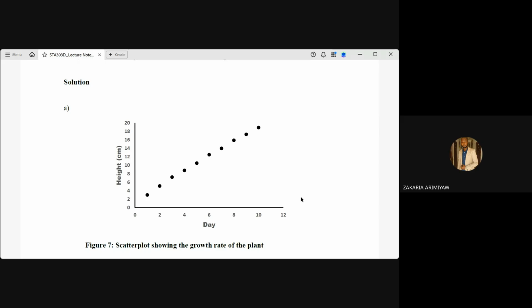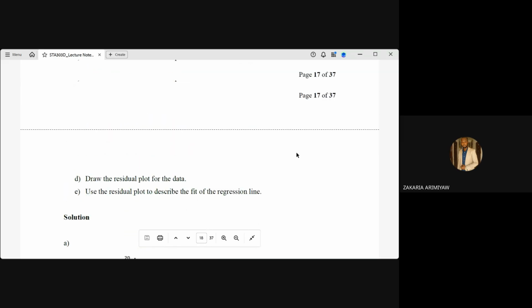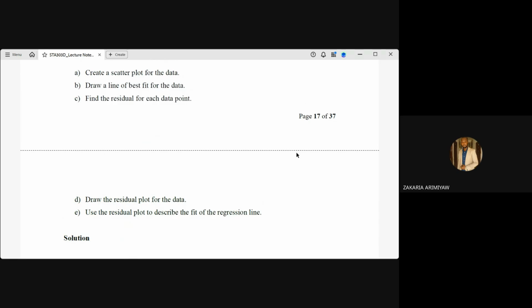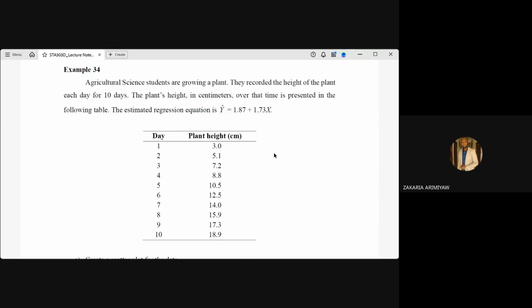Okay, in the second part of the problem, we are supposed to find or draw the line of best fit. Remember that the question provided us with an estimate of the regression equation. We want to draw the line of best fit as we discussed yesterday. You're supposed to have x values within the range of x.